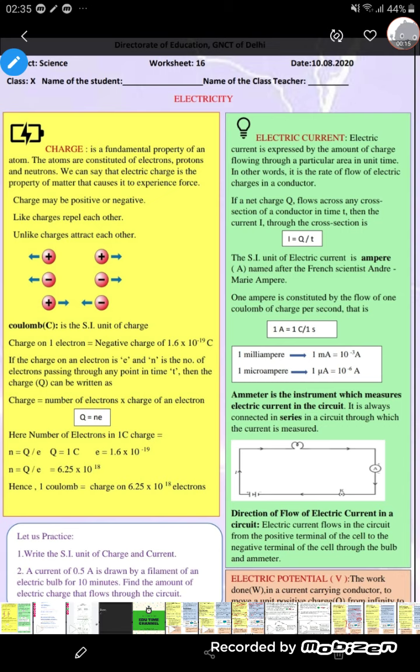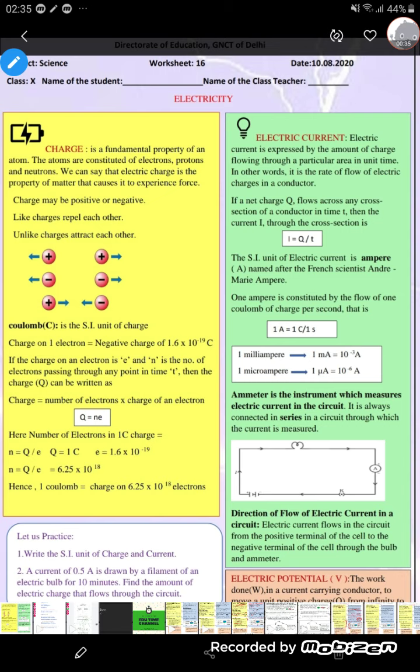Students, what is electricity? Electricity is nothing but the flow of electrons or flow of charges. So we can simply define it in a single sentence: the flow of charges is called electricity.